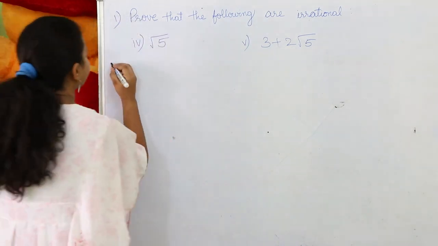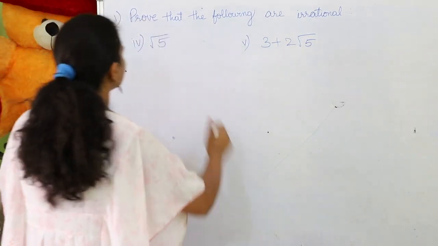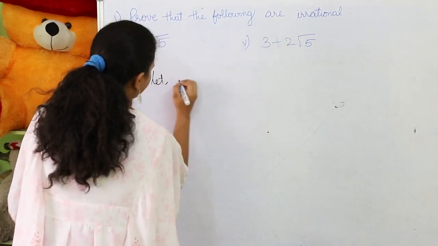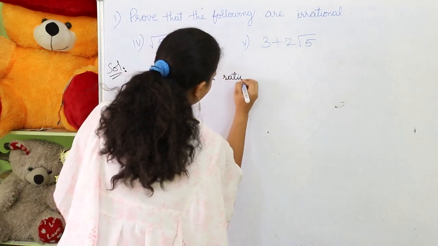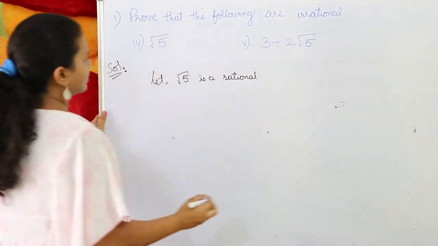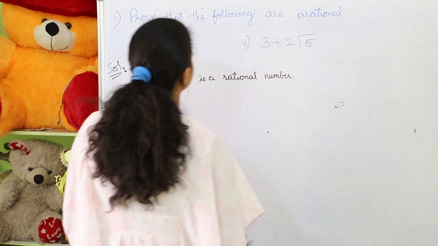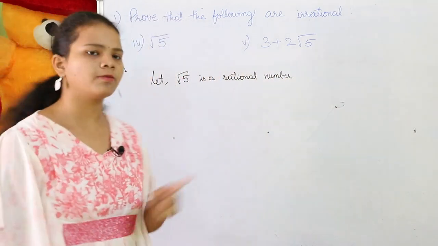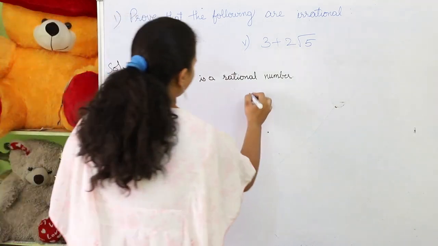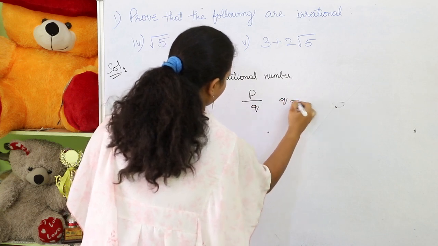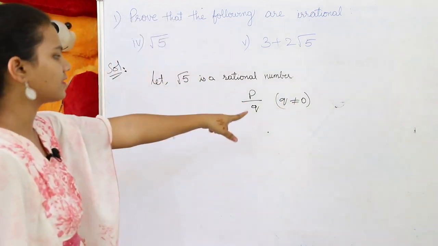Firstly, here you have the solution. So here you have root 5. Let root 5 be a rational number. A rational number is always in the form of p by q, as we have been learning since 8th class, where q is not equal to 0, and p and q are integers.